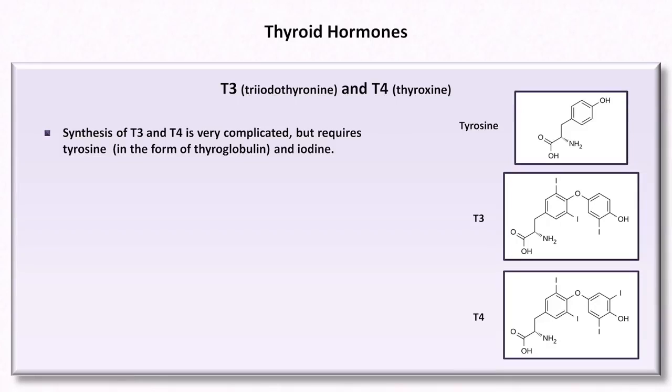The tyrosine used for thyroid hormone is actually stored as a glycoprotein called thyroglobulin, each molecule of which has about 70 molecules of tyrosine, and the thyroid hormone is actually synthesized while still attached to the larger thyroglobulin, and remains so until it is secreted.